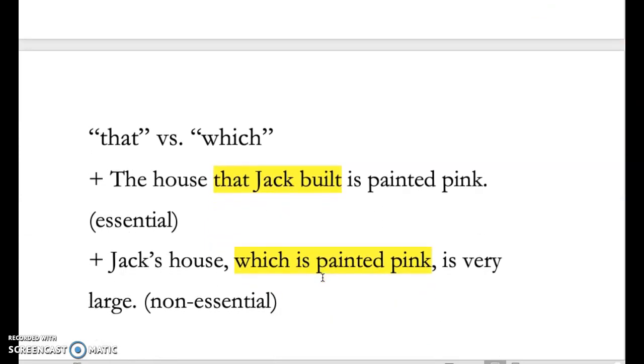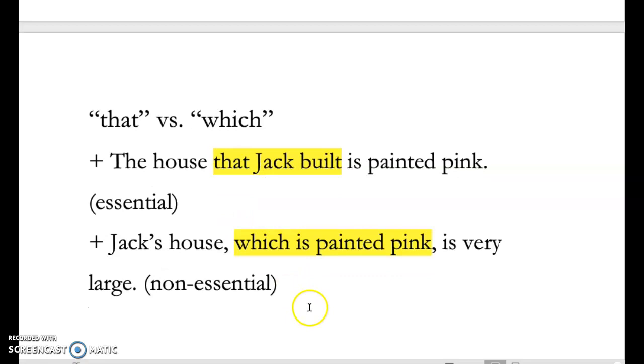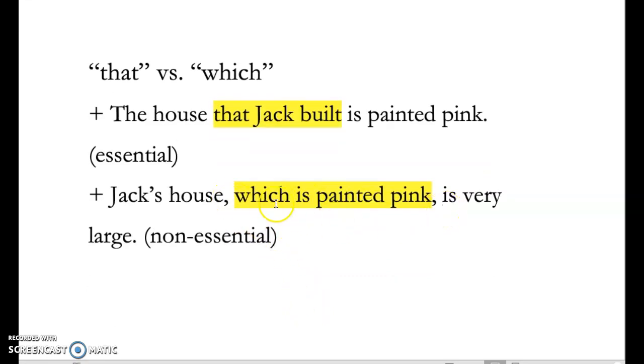And then there's another distinction, that versus which. That and which talk about objects. Who, by the way, talks about a living being, a person, an animal. So when we are writing essential relative clauses, we only use that. The house that Jack built is painted pink. So another way to think about this is you don't need to put commas around a relative clause that begins with that. Jack's house, non-essential relative clause, so we have commas, is painted pink. And in that case, we use which. So which is always non-essential.